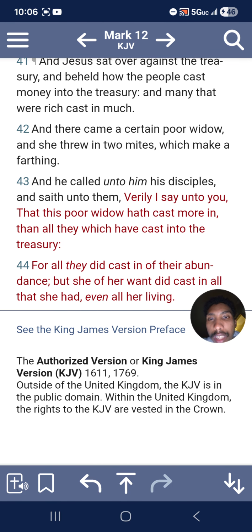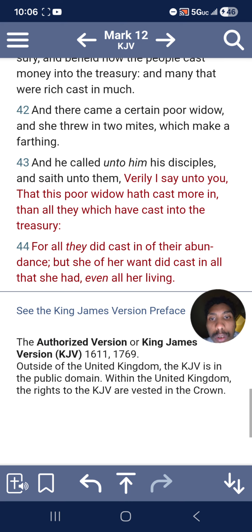Verse 43. And he called unto him his disciples and said unto them, verily I say unto you, that this poor widow has cast more in than all they which have cast into the treasury. For all they did cast in of their abundance, but she of her want did cast in all that she had, even all her living. So she gave everything that she had. And that's the point I want to make in this lesson. She gave everything that she had, man.